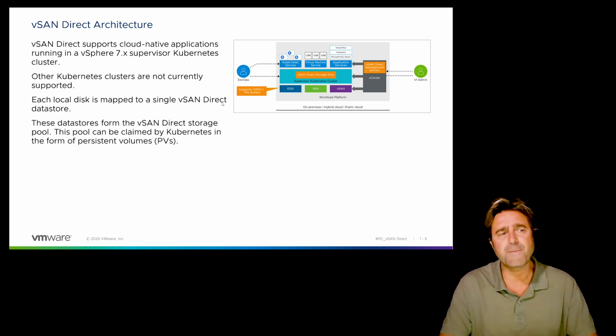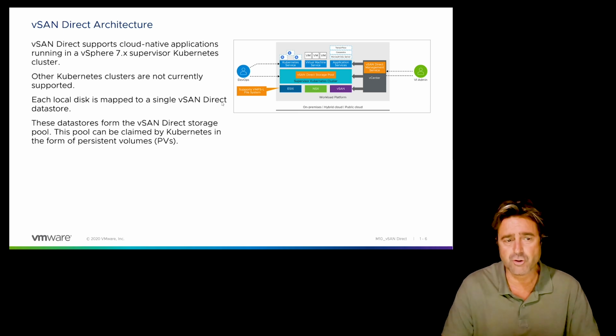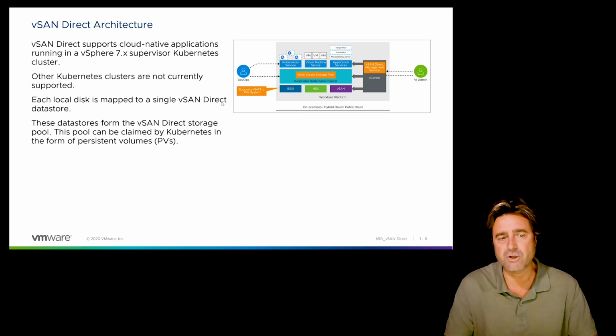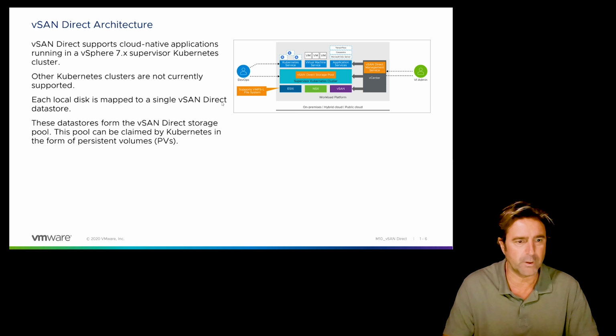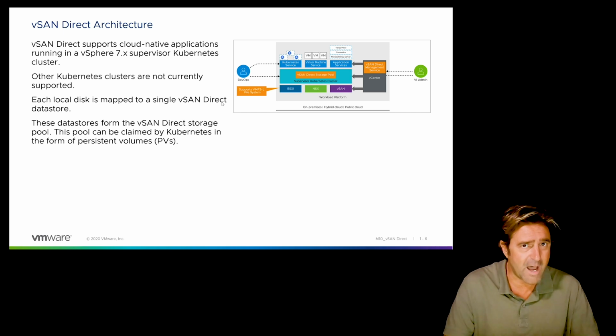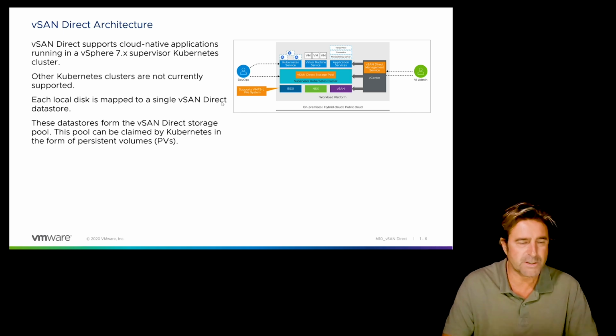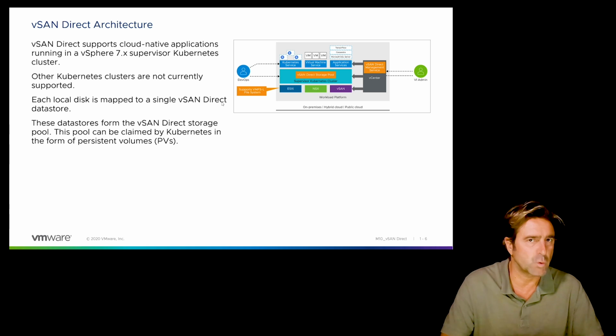So at the very top of this page, notice it says vSAN Direct supports cloud-native applications running in a vSphere 7.x supervisor Kubernetes cluster. Other Kubernetes clusters are not currently supported. And again, the idea is if you have, for example, 5 disks, you get to create 5 of these vSAN Direct data stores. So it's a 1-to-1 ratio. It's a 1-to-1 mapping. Notice these different data stores create what we call a storage pool.